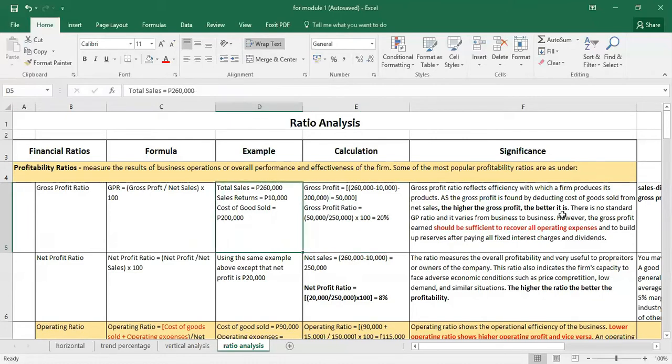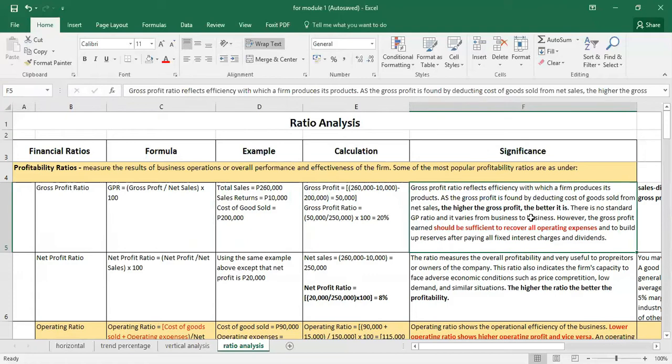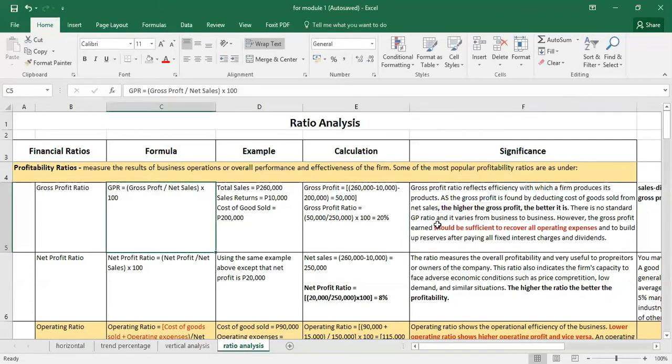We have this example. I will give you the copy of this one. And what is the significance of gross profit ratio? Kinukuha natin ang gross profit ratio to get, this ratio reflects the efficiency with which a firm produces its products. As the gross profit is found by deducting cost of goods sold from net sales, ang indication niya, ang significance niya ito. The higher the gross profit ratio, the better it is. There is no standard for the gross profit ratio. Wala namang standard amount kung magkano yung makukuha nyo, but it varies from business to business.